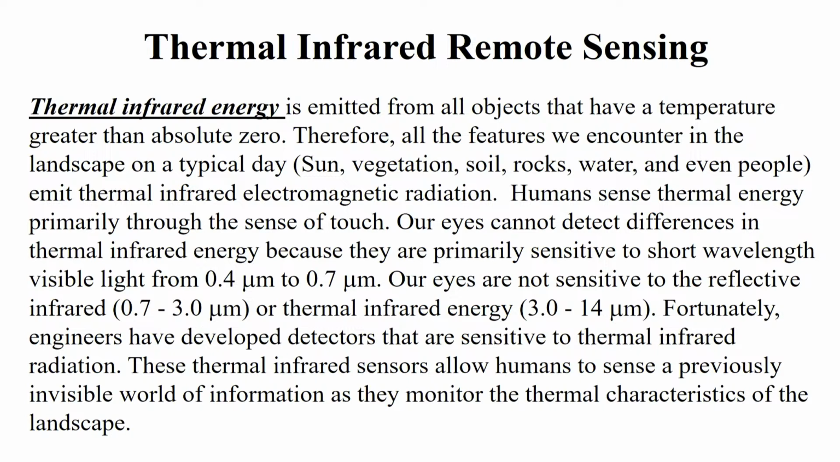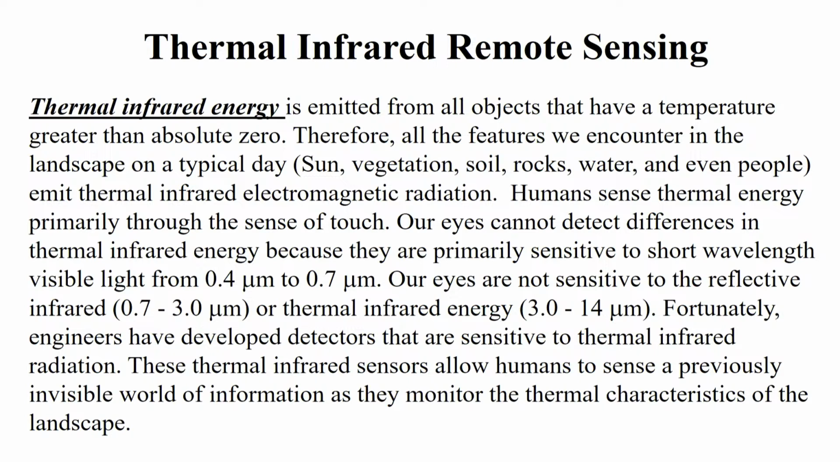When we come to microwave remote sensing, the electromagnetic spectrum for microwave is 1 millimeter to 100 centimeter. There we are talking about the backscattered portion of the energy, the scattering phenomena of the electromagnetic wave. The microwave sensors capture the backscattered energy, and based on that the information extraction is done.